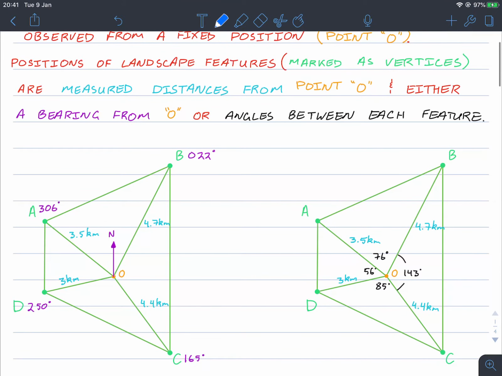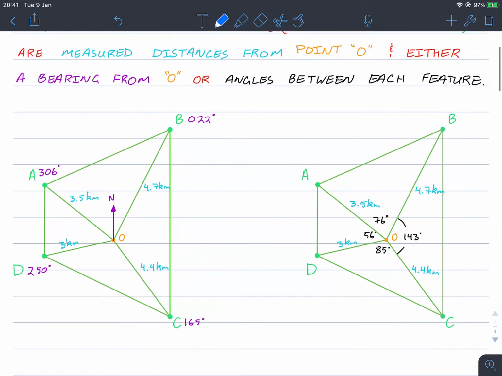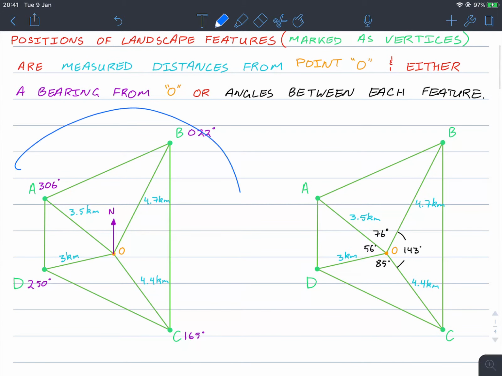Positions of landscape features, marked as vertices or just points with letters, are measured distances from point O and either a bearing from O or angles between each feature. I've drawn an example of what this means. Here's a radial survey, actually two radial surveys, each showing the same piece of information.